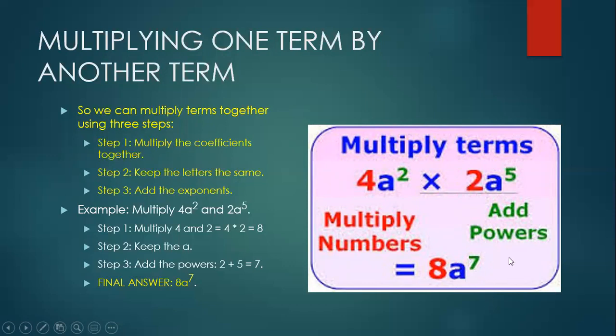Now remember, if there was an addition sign in the middle of these, we couldn't do it. Why couldn't we do it if there was an addition sign in the middle? Because they're not like terms. But this is multiply. The rules are totally different. And so we can totally do this. So multiply numbers, add powers. Cool.